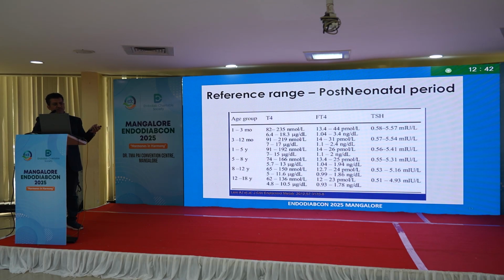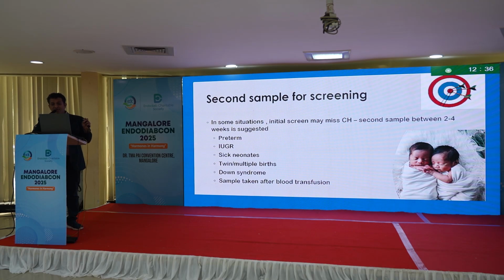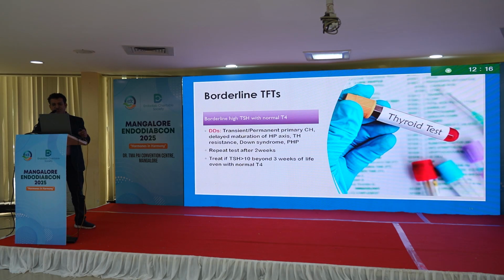And going ahead, this is the Cloherty, which tells you free T4 should be done wherever the assay is available. A second sample for screening is definitely required in some cases where you have an indication like preterm, IUGR, sick neonates, because they have an illness initially. Then you have twin pregnancy, Down syndrome, and if you have taken a sample after blood transfusion, because that is also one indication where you should remember to do a second sample for screening before jumping into the diagnosis of congenital hypothyroidism.